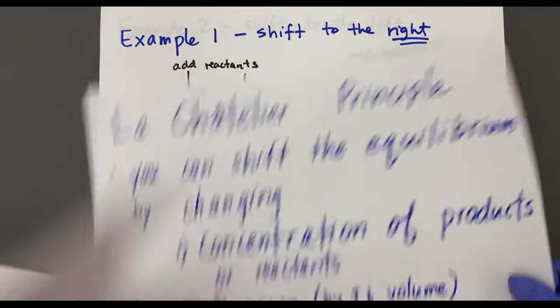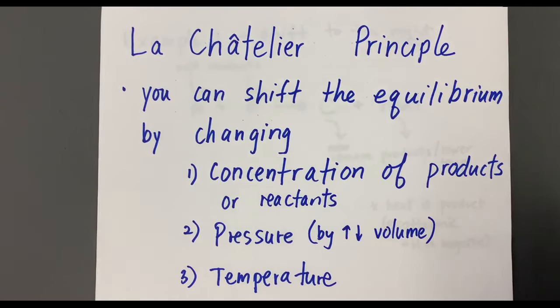So, Le Chatelier's principle states that you can shift the equilibrium of a reaction by changing one of three things. You can change the concentration of the products or the reactants, either adding more products or reactants, or removing products or reactants. You can change the pressure by changing the volume. You can either increase the volume and decrease the pressure, or you can decrease the volume and increase the pressure. They are inversely related to one another.